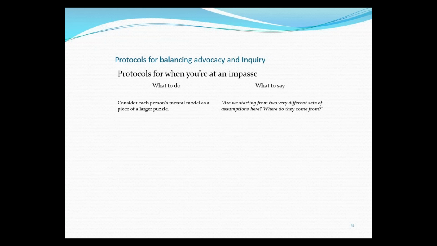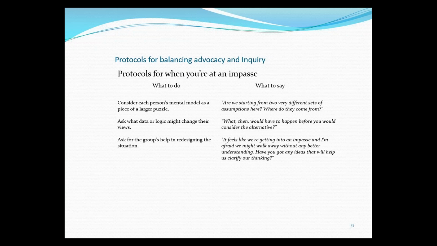And again, the critical thing is mental models, assumptions. How do we get at those? Are we starting from two different sets of assumptions? Let's get all that out on the table, and also consider alternatives.